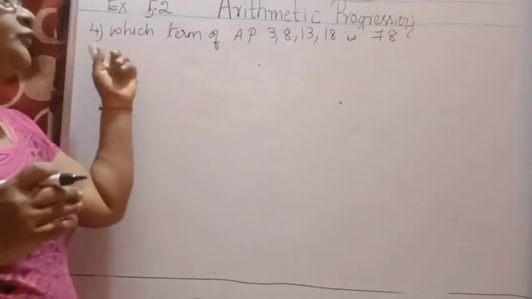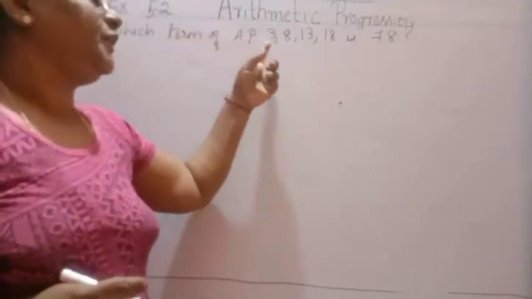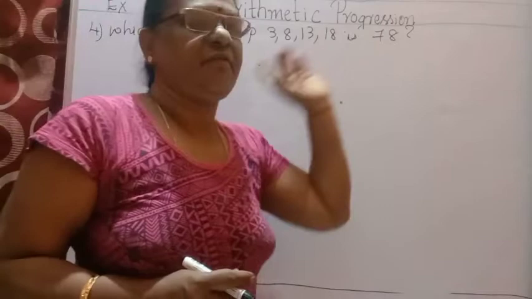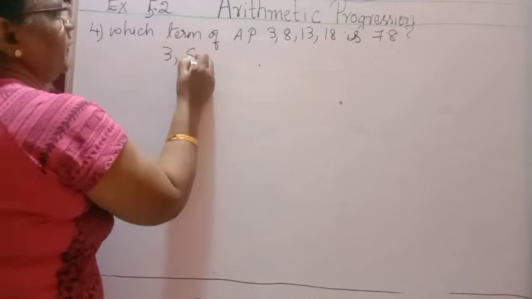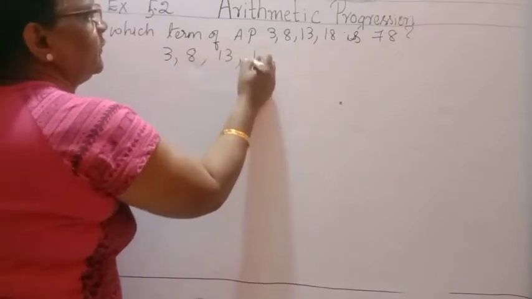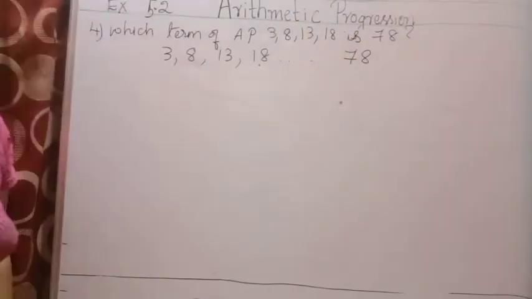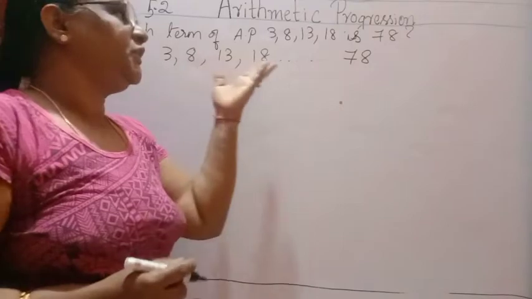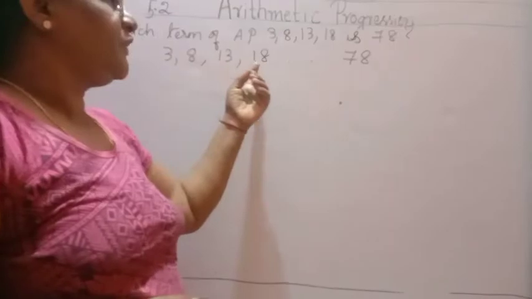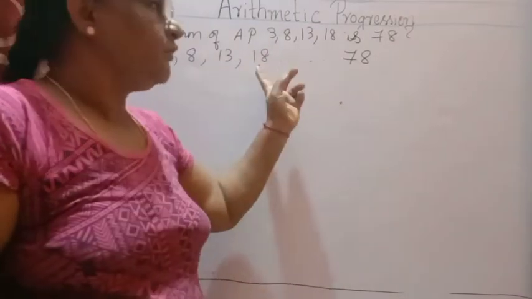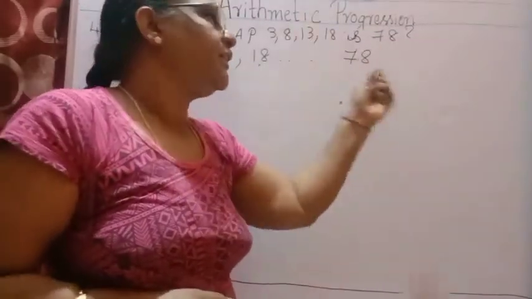Next problem. Fourth problem. Which term of AP 3, 8, 13, 18 is 78? So, in this sequence, you have terms like this: 3, 8, 13, 18, and so on, and 78 is also one of the terms. I don't know whether it is 5th term or 10th term or 20th term or 25th term. Because after 18 you will not get 78, is it not? If you go on adding D, finally you will get 78 at some point. So which term is that?